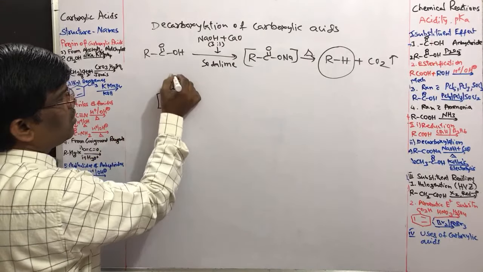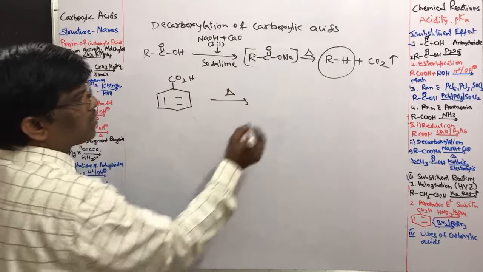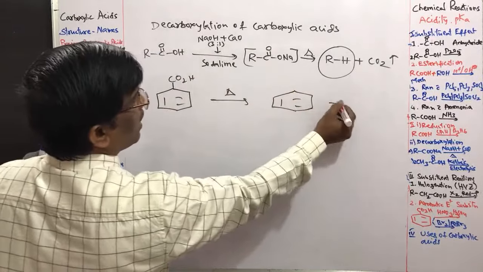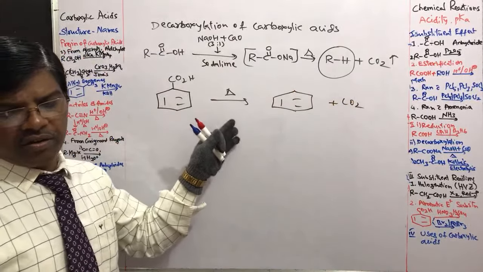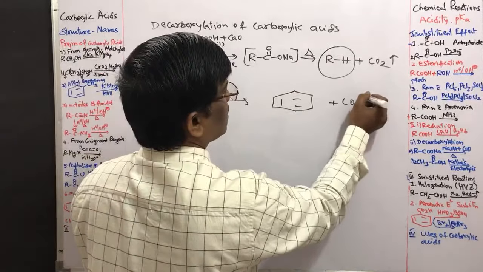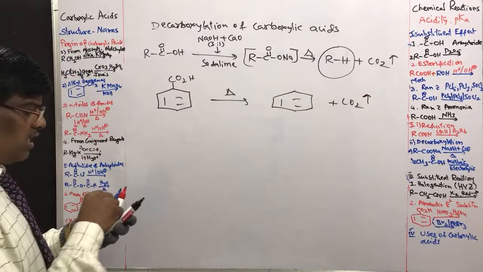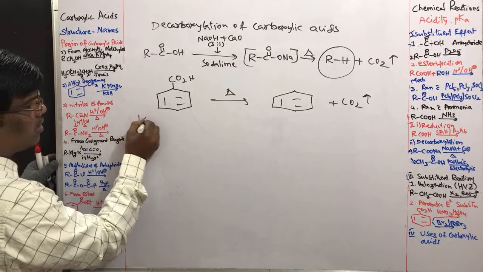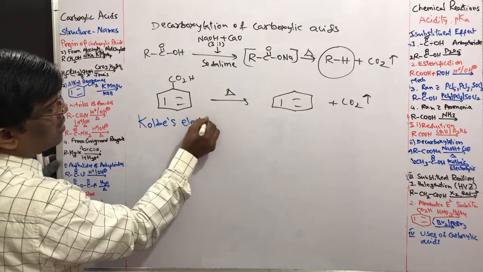For example, benzoic acid, thermal decarboxylation is known, students. So it loses carbon dioxide, right? With heating alone, you may write benzene; the carboxylic acid loses its carboxyl group. So decarboxylation is known. Another decarboxylation method we learnt in the previous class is Kolbe's electrolysis.